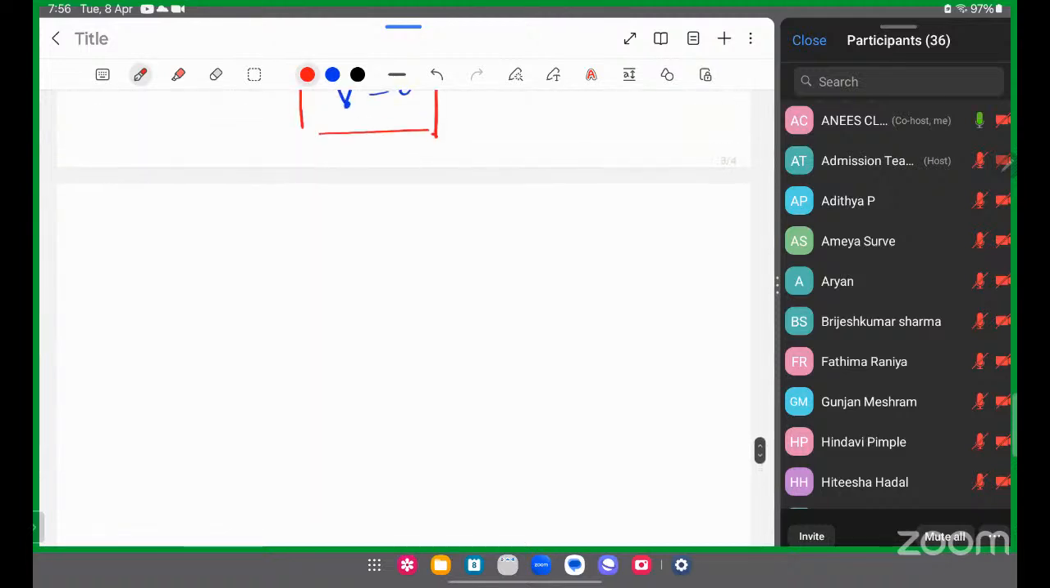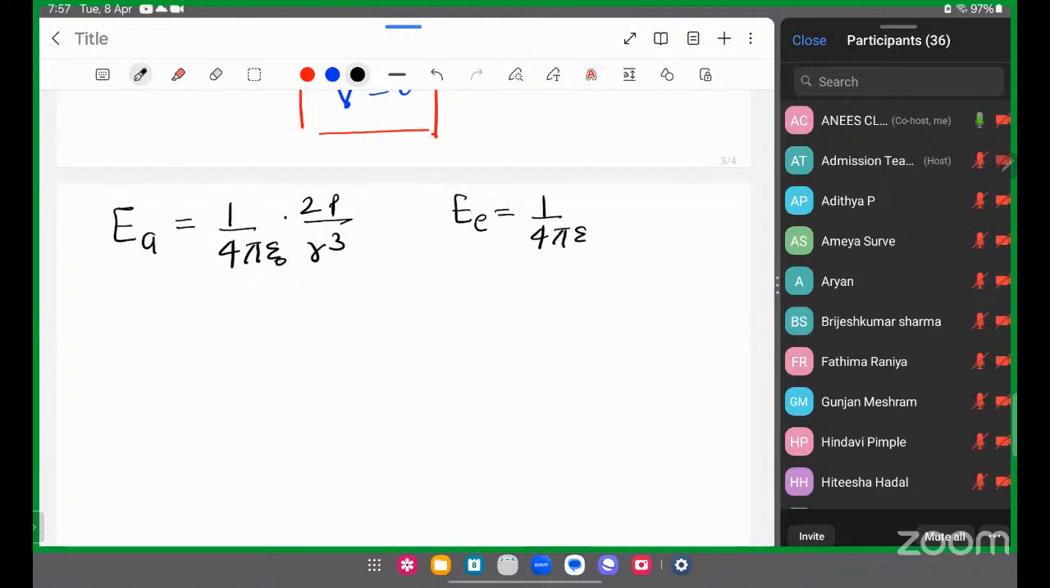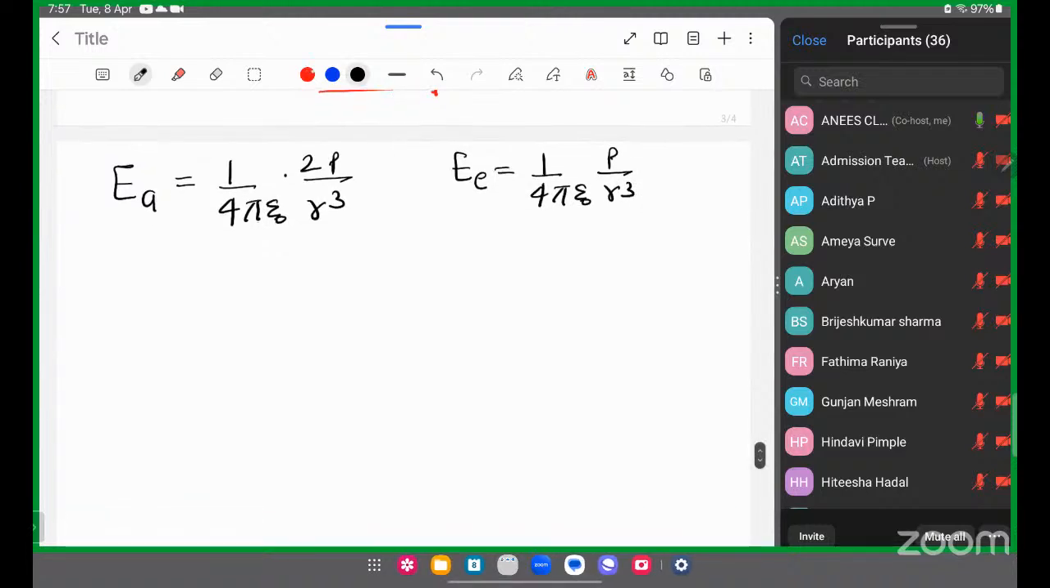If you compare the results at equatorial position and axial position, you will get E axial as 1 upon 4 pi epsilon naught, 2p upon r cube, and E equatorial as 1 upon 4 pi epsilon naught, p upon r cube. So what is the relation between them? We can clearly state that electric field at axial position is double the electric field at equatorial position.